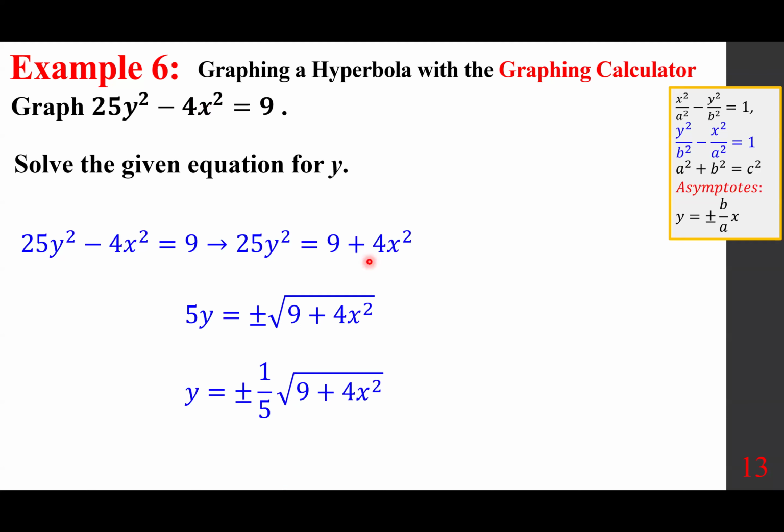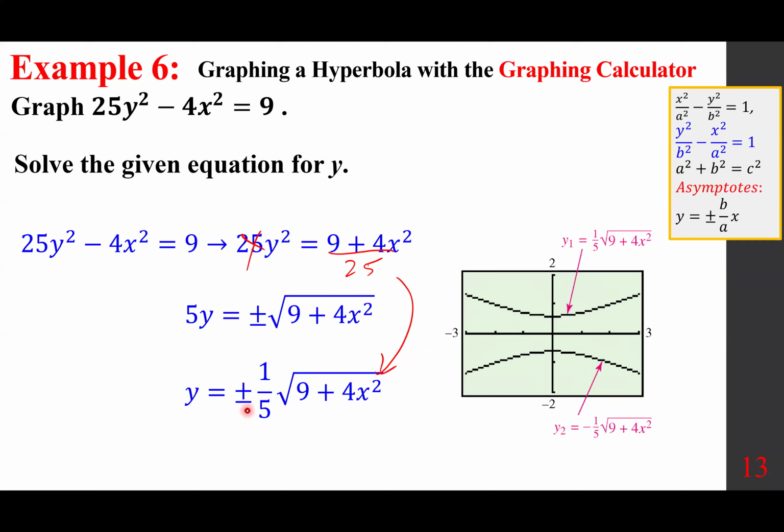Another way is to divide this one by 25, and you can get here. Either way is fine. So now, the way the graphing calculator works, you have to put y1 is positive 1/5 square root of 9 plus 4x squared, and y2 is negative, and then it gives you both pieces. So y1 is the positive part, and y2 is the negative part.